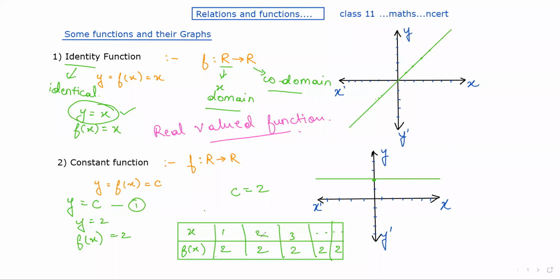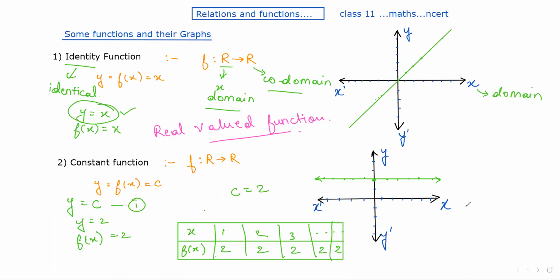All these points, (1, 2), (2, 2), (3, 2), can be found on this particular line. So your function is a constant function. You get a straight line parallel to the x-axis, which is never touching the x-axis, and your y is equal to a constant. Observe in both these scenarios, the x value, your domain, lies on the x-axis.